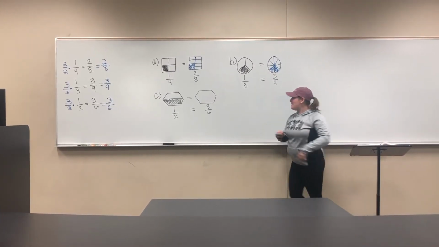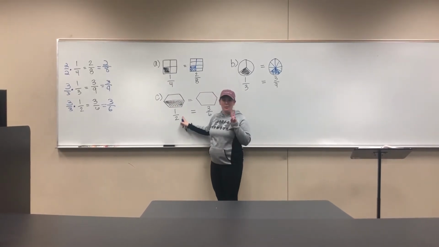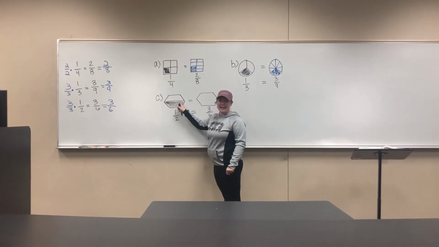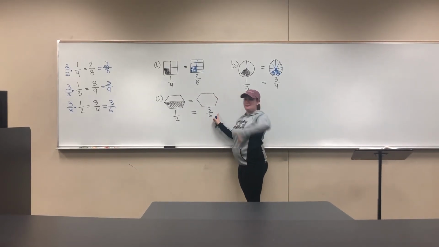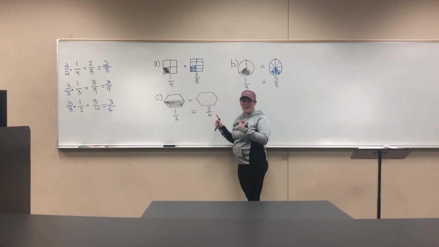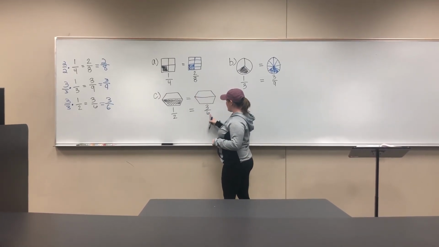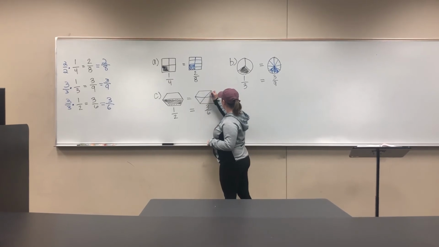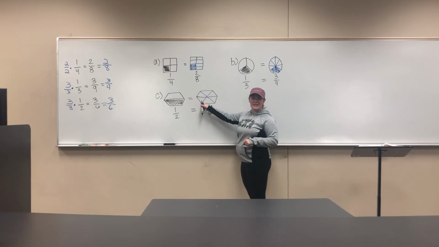So let's look at our last example. This one we have where our shape is cut into 2 parts, and one of those parts is shaded in. And so this one's telling us what then? There's 6 parts, good, and 3 of those are going to be shaded in. So here we go. We're going to connect our dots to make our 6 pieces. So connect those dots. See, we have 1, 2, 3, 4, 5, 6.